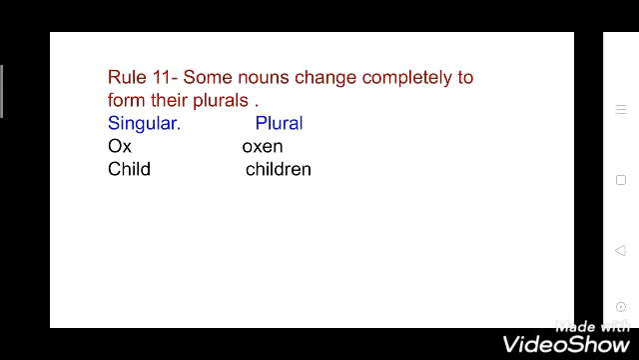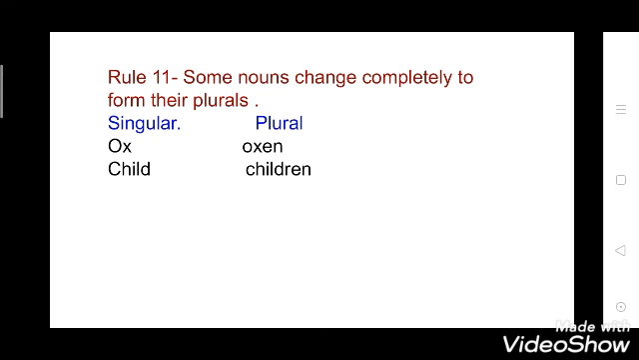Now see the rule 11. Some nouns change completely to form their plural. There are few nouns which change fully to become a plural form. The first one is ox, oxen, child, children. So dear students, there are few more rules which we will study in our next class, so that you all do not get confused between all rules.